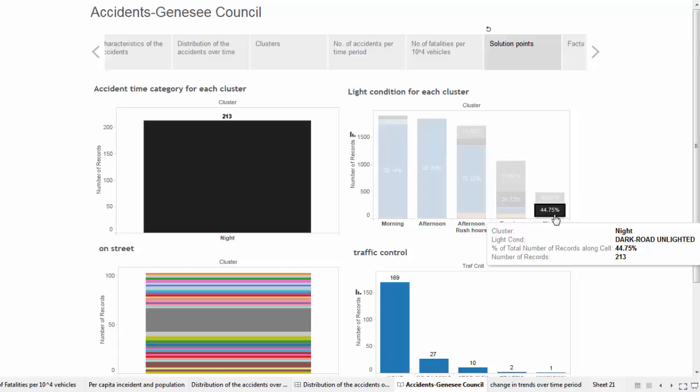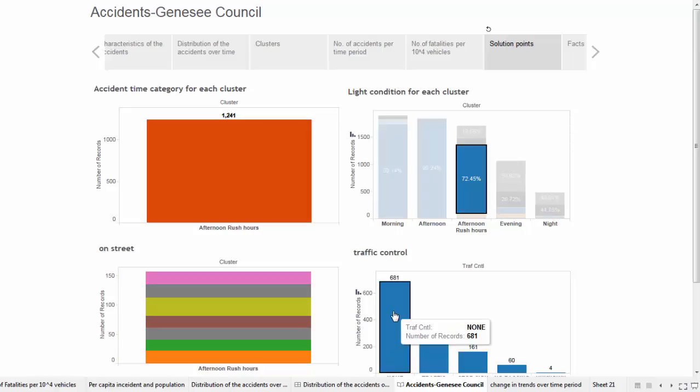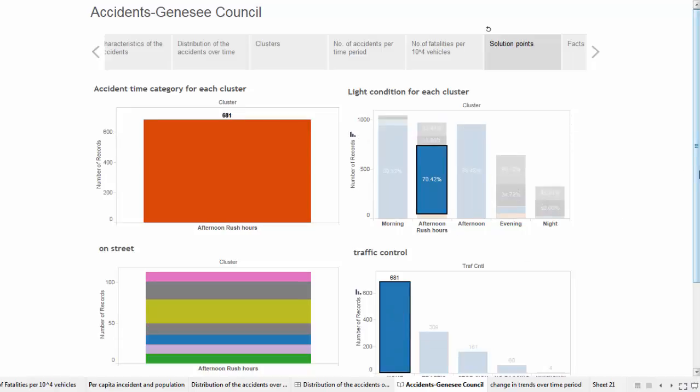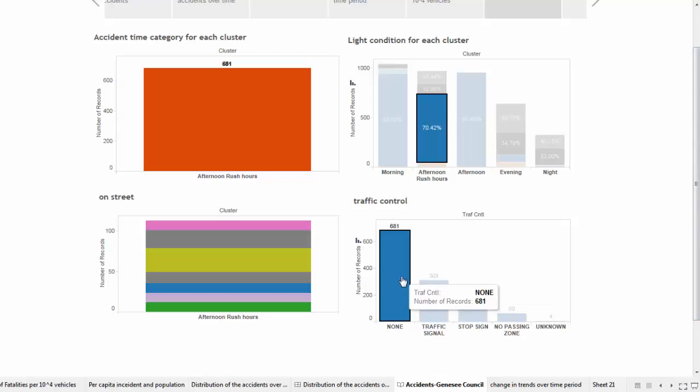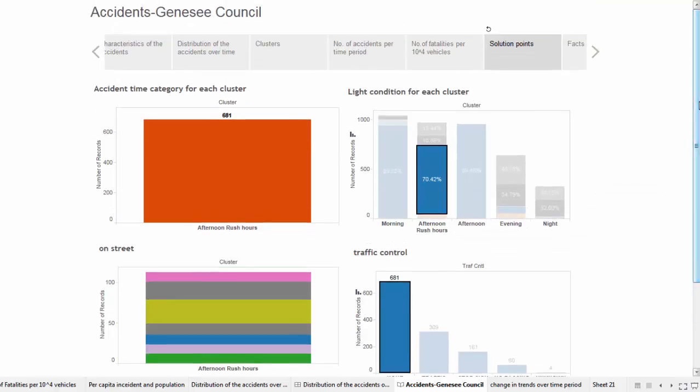We also observe that the maximum number of accidents per time period are happening during afternoon rush hours. So by selecting that period and by selecting traffic condition none, which means that we did not have any traffic control, we can get to know the different streets on which we did not have any kind of traffic control during afternoon hours, and we can try to provide more traffic control, more police patrolling on these roads during this time period to reduce the number of accidents.